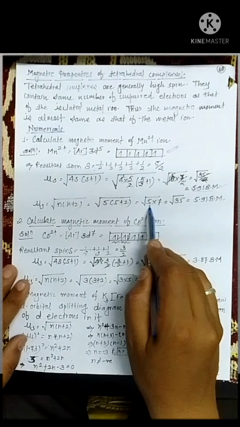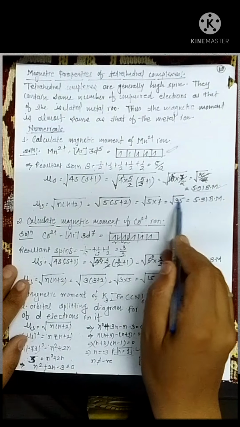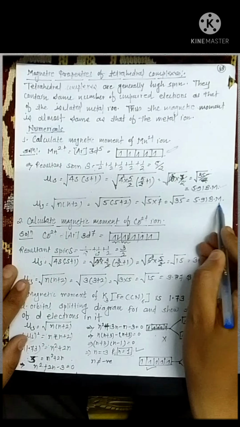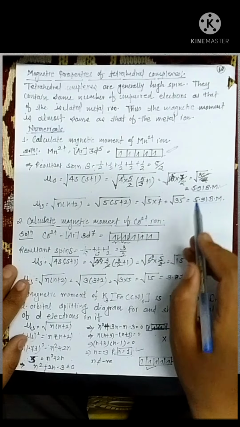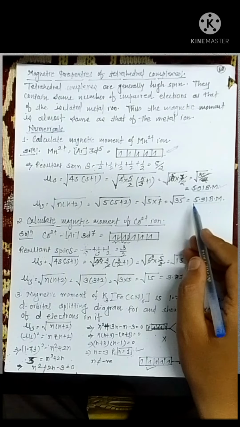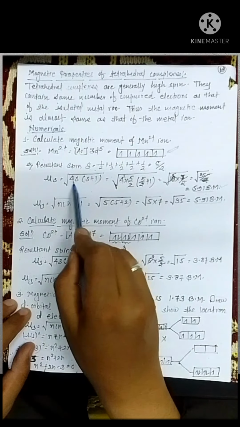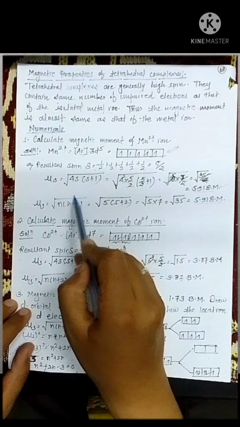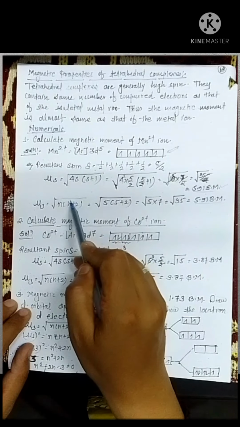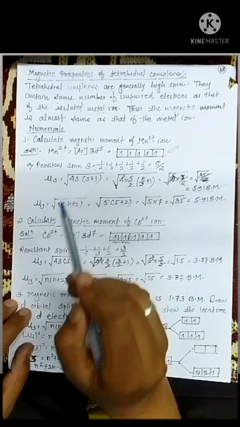So 7 multiplied by 5 is 35. So under root of 35 is again 5.91 Bohr magneton. Students must note that these two formulas are only applicable to the 3d series. They are not applicable to the lanthanide and actinide series.